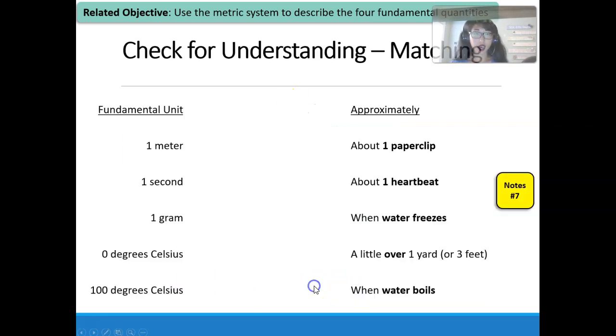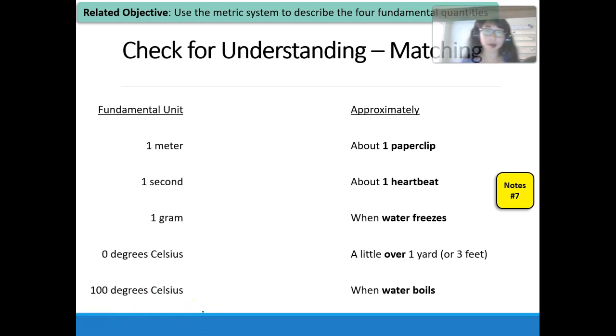So let's go ahead and talk a little bit about matching these up here. Okay, so we have 1 meter, 1 second, 1 gram, 0 degrees Celsius, 100 degrees Celsius, and what they are approximately represented by. So go ahead, pause the video, take a moment to look at those on your own, and then play, and we will match them up together.